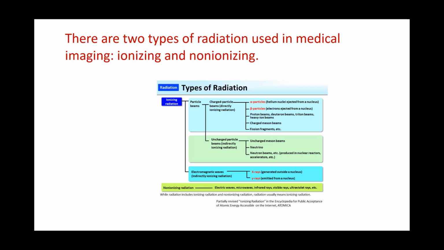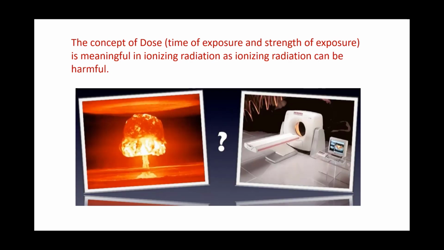We not only look at the two types of radiation that's used, but we look at the source of the radiation and the intensity of the radiation and the distance from the source. Or we look at the exposure and how that exposure is applied to the patient. The concept of dose is based upon time of exposure and strength of exposure. This concept is meaningful in ionizing radiation, as ionizing radiation can be harmful.